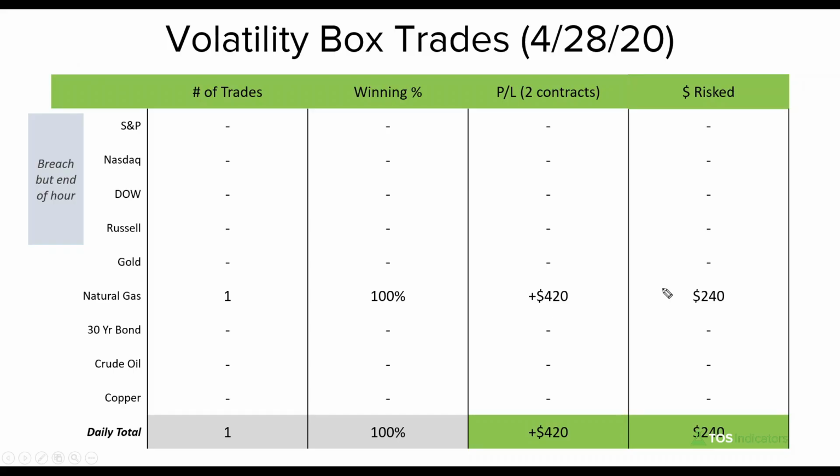Alright, hope this video helped. Once again, we only had one trade today in natural gas, but 4 additional breaches using our aggressive volatility box in the S&P, NASDAQ, Dow, and Russell.